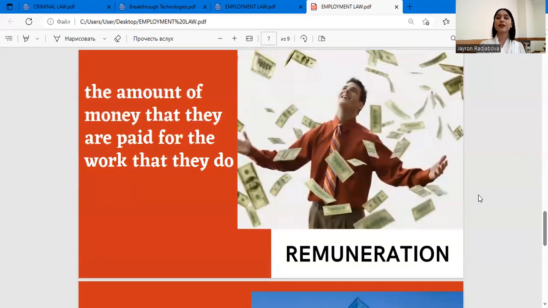We have a lovely picture here. Somebody is very happy looking at money flying around. It means that you have your main work, but you want to earn more and more. In that case, you can work as a freelancer and earn for the work you have done per hour, for example. This is the amount of money that they are paid for the work they do, and this is called remuneration.